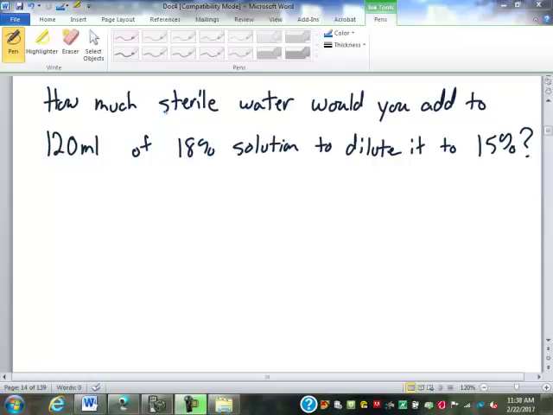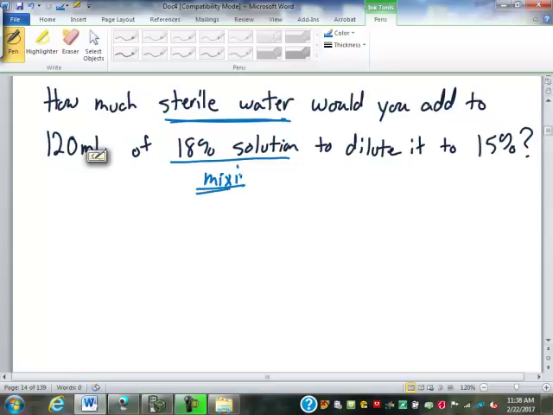Okay, so let's take a look at this. We are adding sterile water, which is basically just a neutral solution with no medical value, no medicine in it, to an 18% solution. So what percents are we combining here? What percents are we mixing? Obviously we have the 18%, but what's our other percent we're mixing with it? Well, we're trying to get 15 as our result.